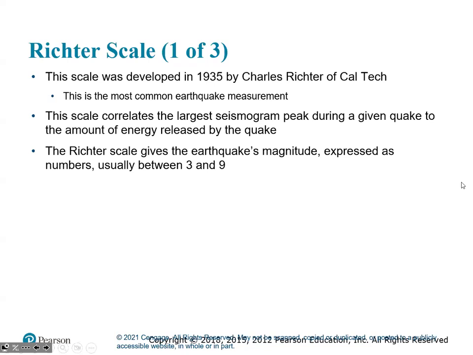So the Richter scale was developed in 1935 by Charles Richter of Caltech. And this is the most common method of earthquake measurement. When people talk about the magnitude of earthquakes, they're talking about the Richter scale. It correlates the largest seismogram peak during a given quake to the amount of energy released by that quake. And it gives the earthquake magnitude, and it's expressed as numbers. Earthquakes we talk about are between 3 and 9.